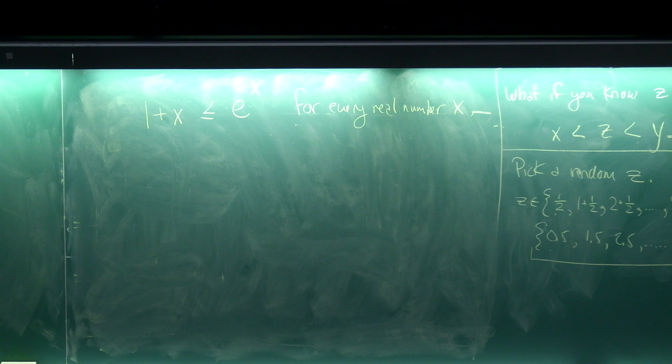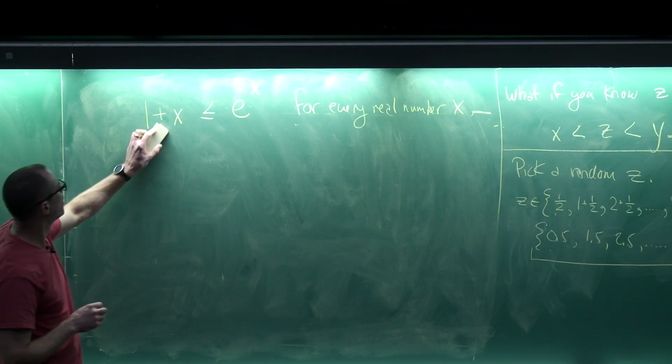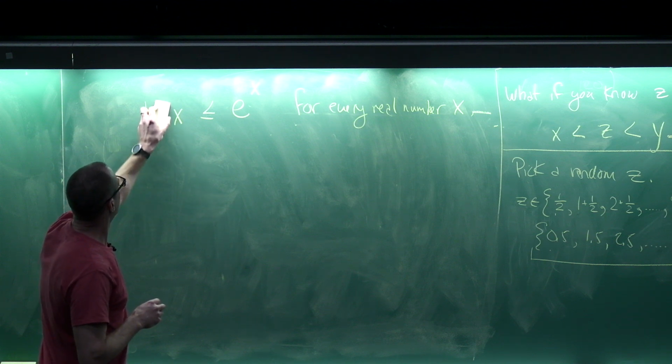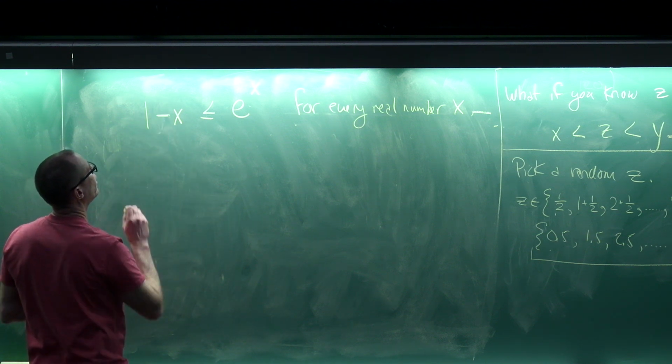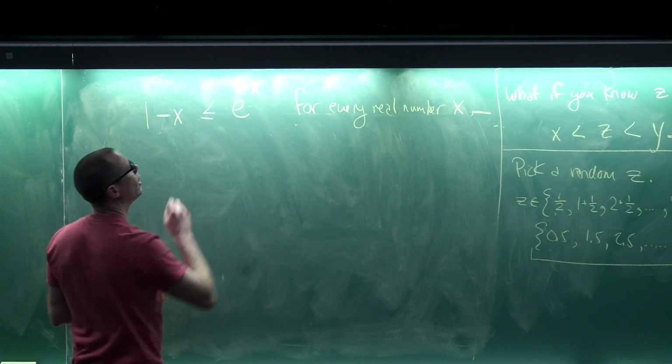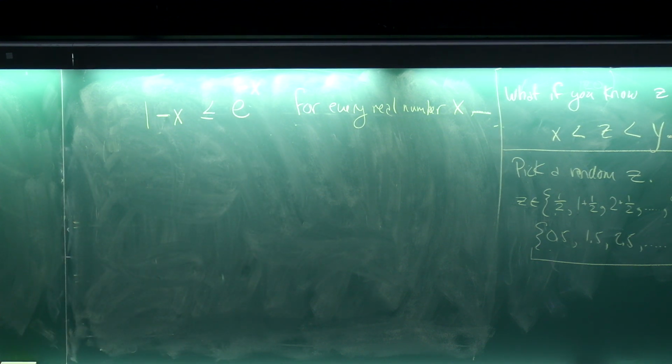Including the negative ones. So that means 1 minus x is less than or equal to e to the minus x. Nothing special there.